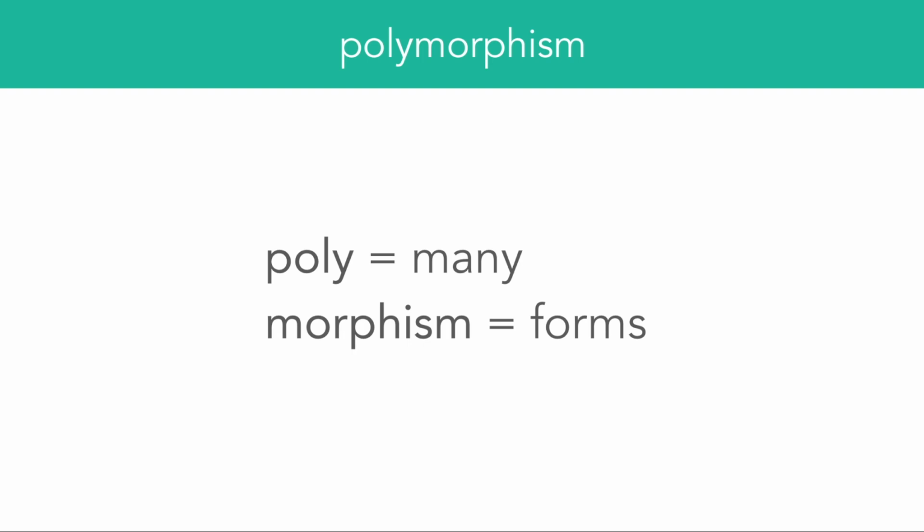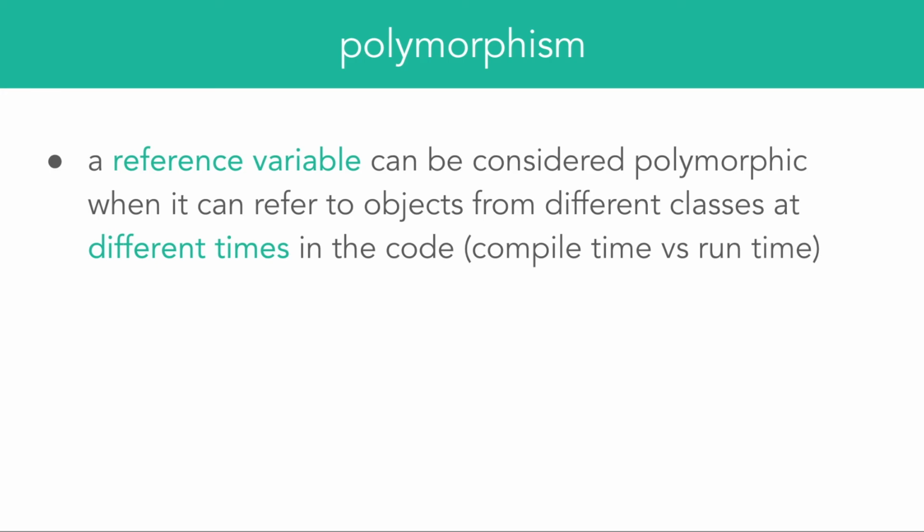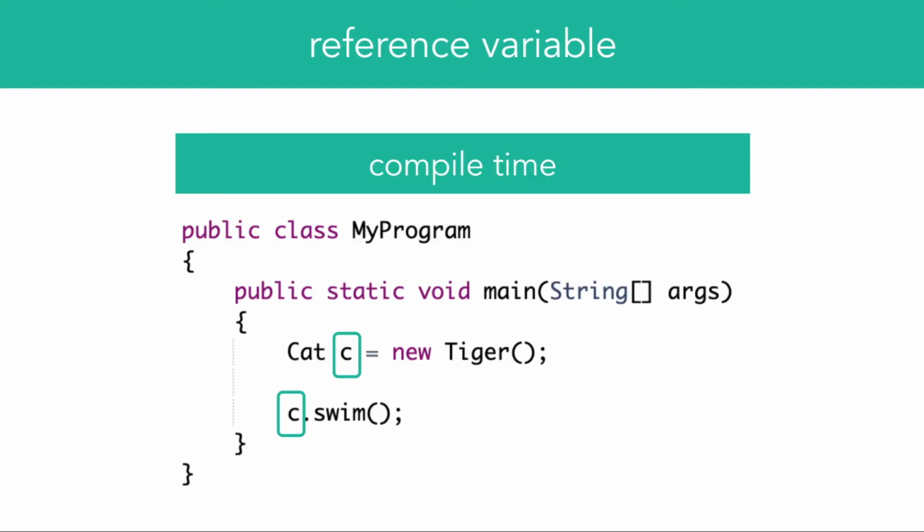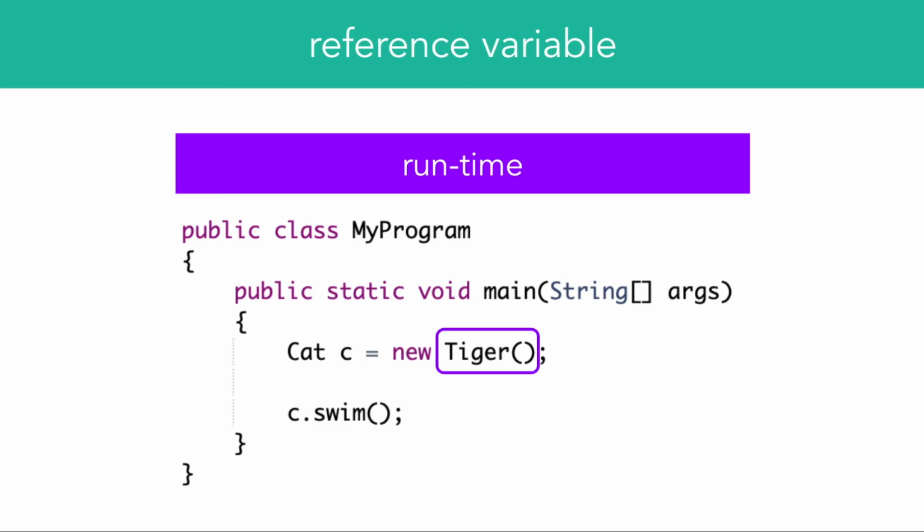We said that the word poly means many and morphism means forms. Polymorphism therefore means the ability to take many forms. Well, what can take many forms? A reference variable can be considered polymorphic when it can refer to objects from different classes at different times in the code, compile time versus runtime. In this example, the reference variable c during compile time takes the form of cat. During runtime, the reference variable c takes the form of tiger.